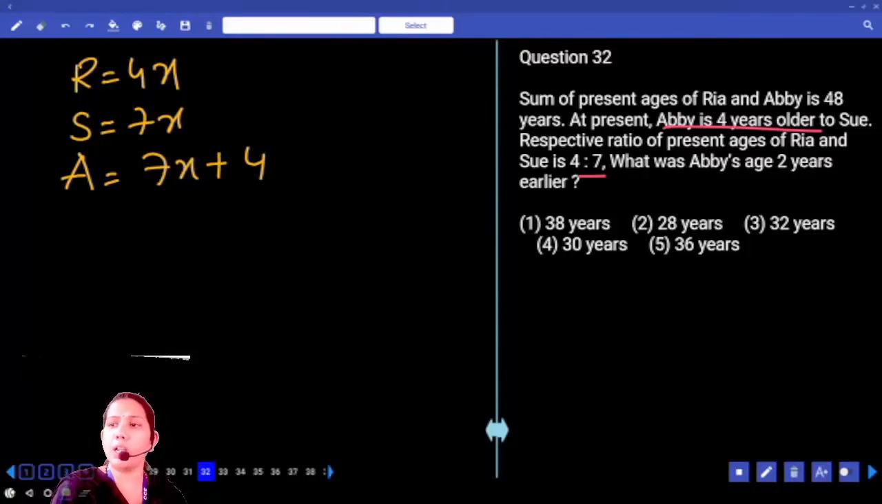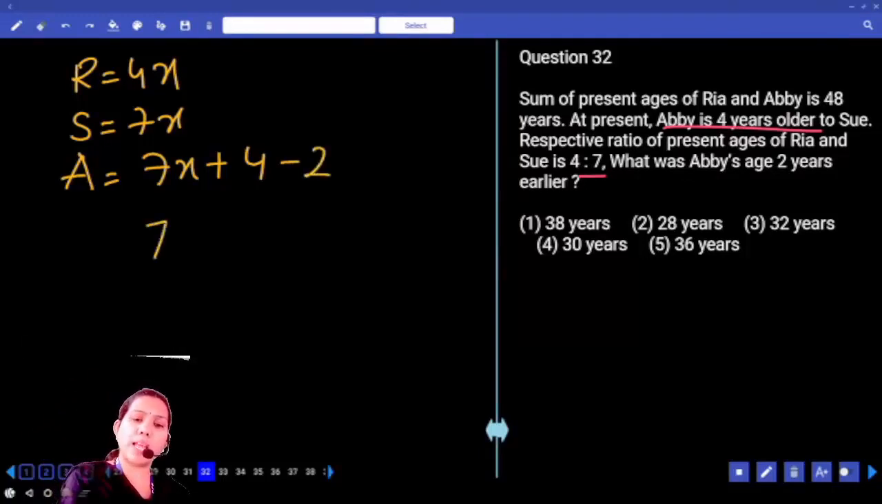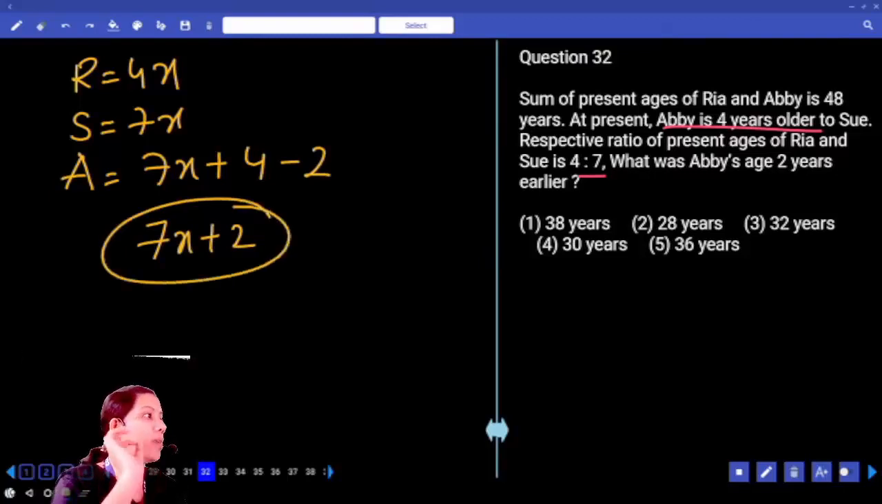And what is the question? What is Abhi's age 2 years earlier? 2 years earlier means 2 years back. Abhi's present age is 7x plus 4, and 2 years back means minus 2. So the answer must be in the form of 7x plus 2.